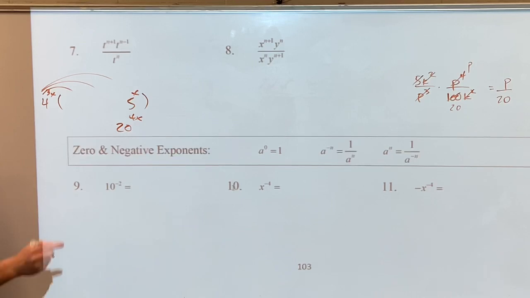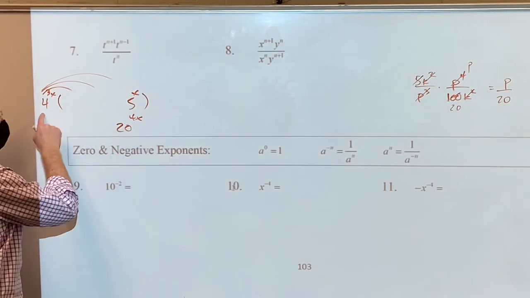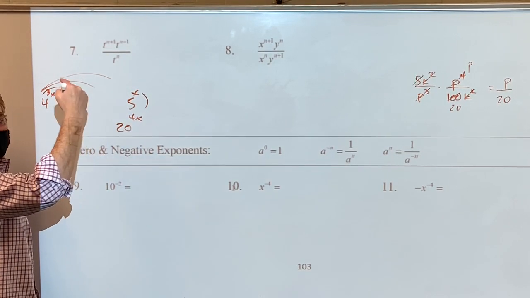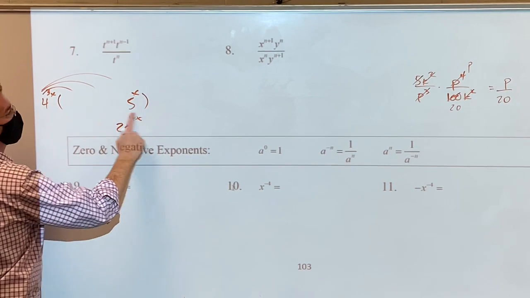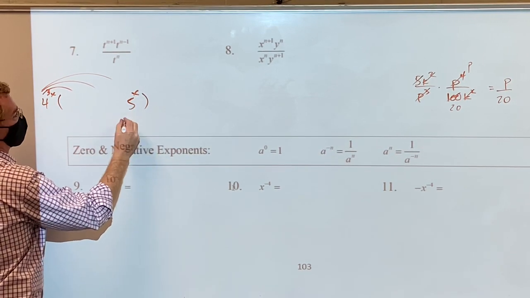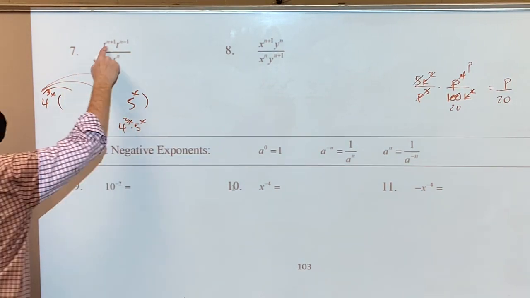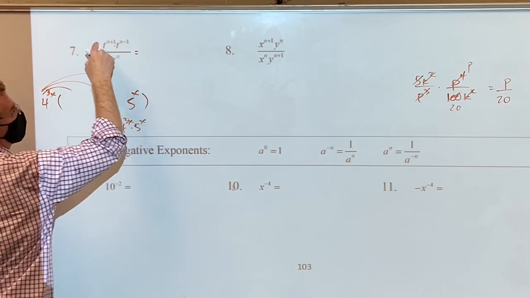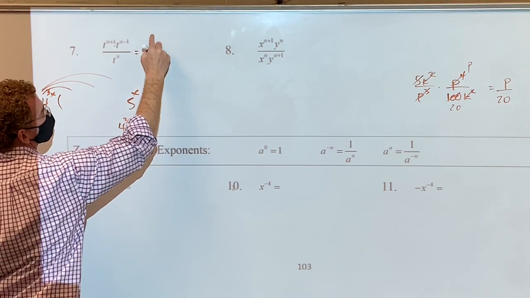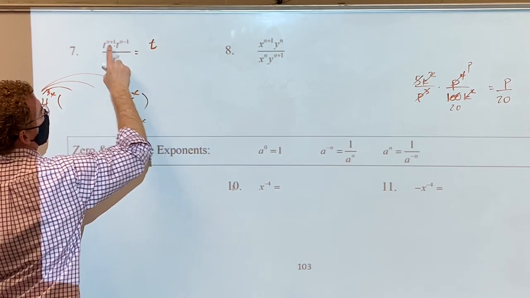The rule says you can't even multiply unless you have like bases, or unless you have the same exponents, and I have neither. So here, the only thing I could do was just leave it. I don't know how to multiply that. I don't have any rules. But here I do have like bases. So initially, to multiply like bases, keep the base, add the exponents.